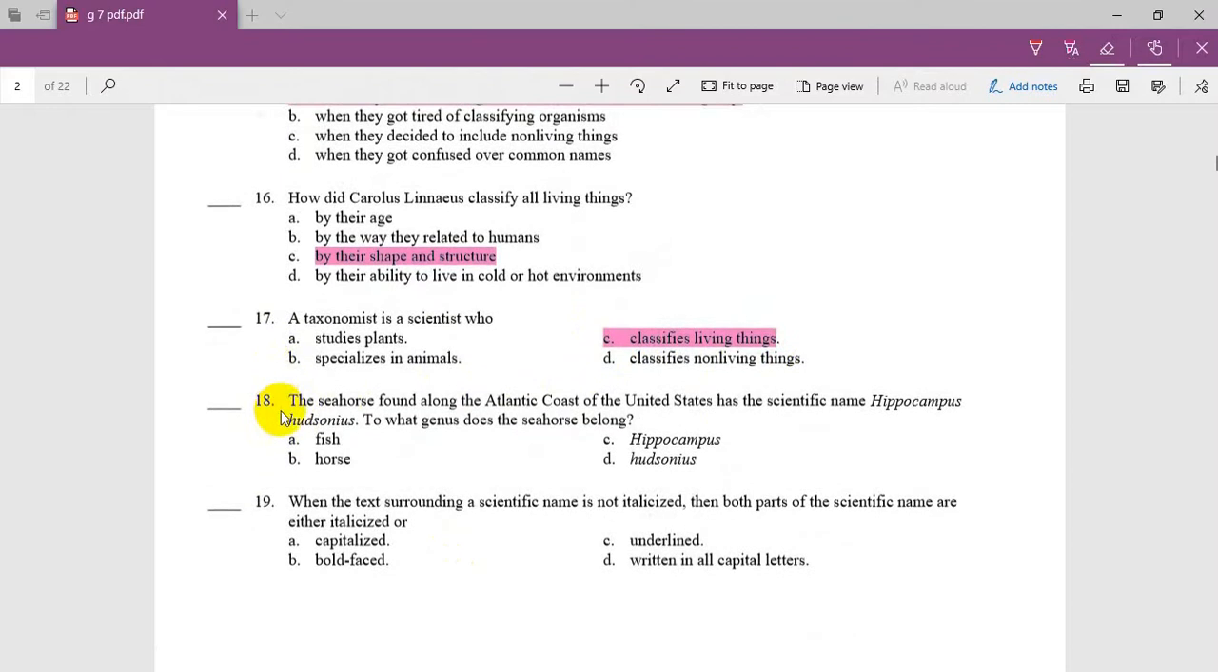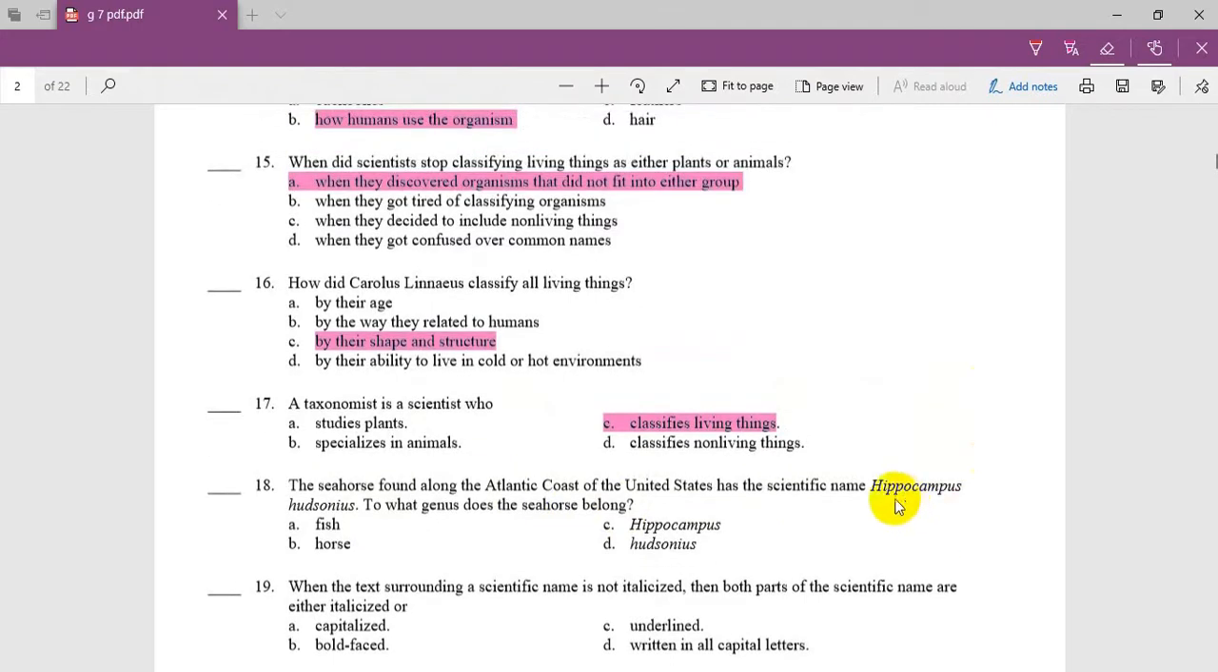Question 18: the seahorse found along the Atlantic coast of the United States has the scientific name Hippocampus hudsonius. To what genus does the seahorse belong? As we said before, the scientific name consists of the genus name and then the species name. So what is the genus name here? The first part, Hippocampus. This is the genus name. So the answer is letter C.